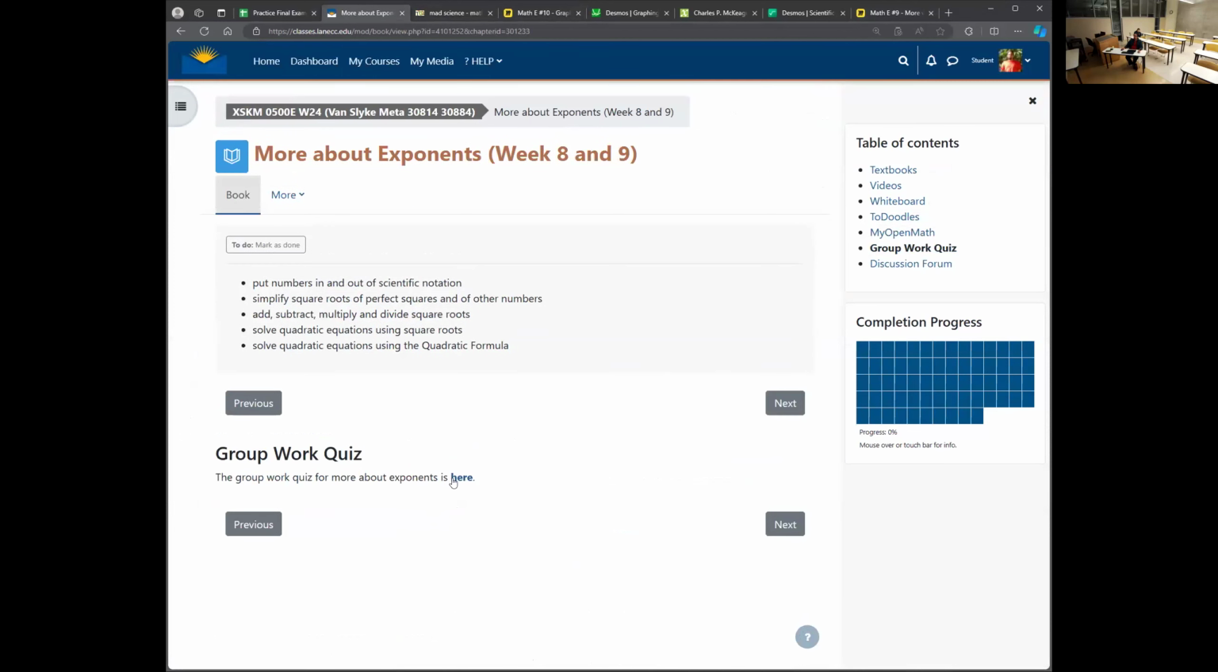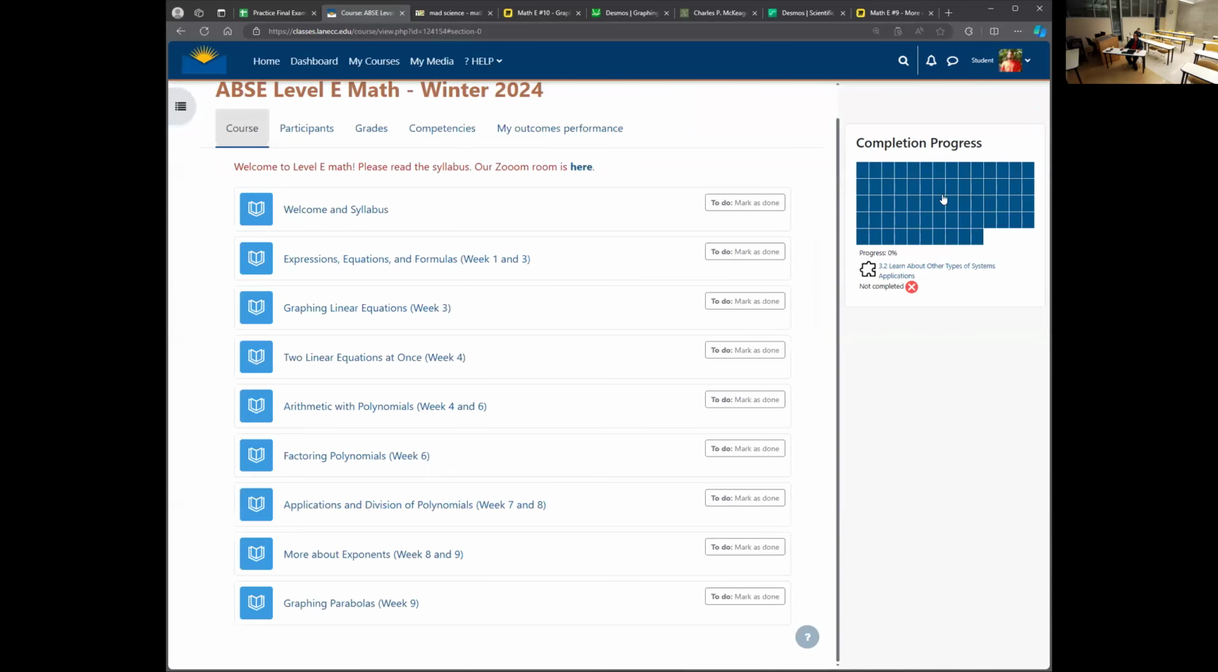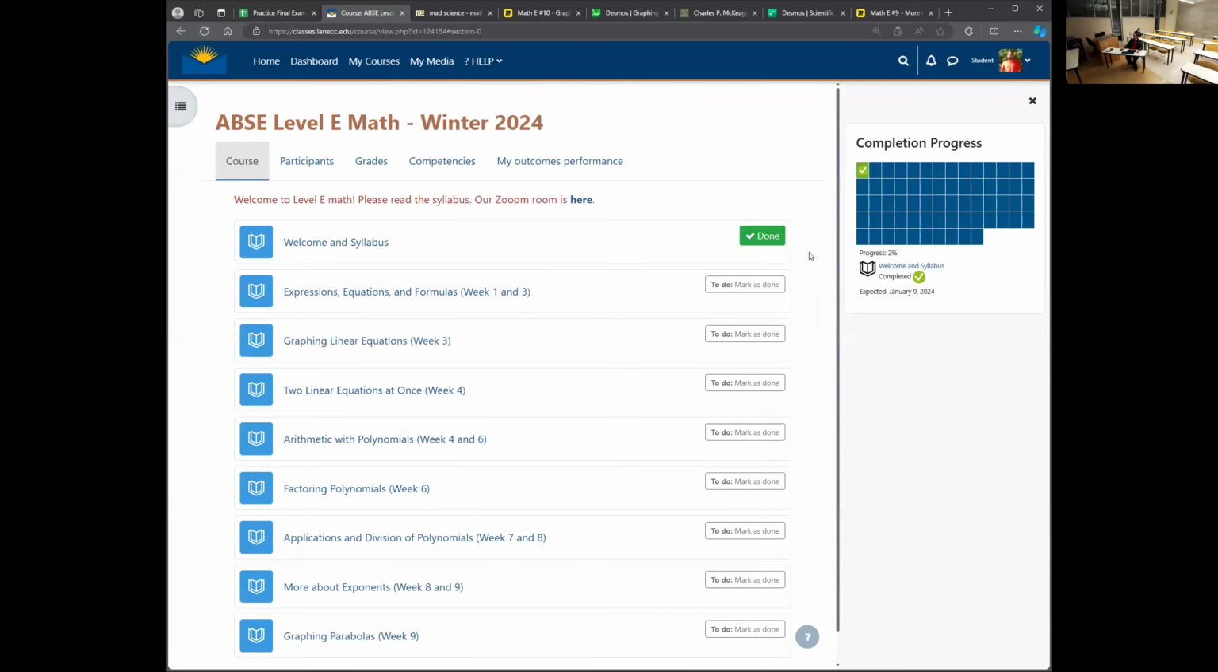In future weeks, we'll do our group work quiz, which gives us more problems to work on together. In future weeks, we can have the discussion forum and talk about preparing for a math test, but we'll save those parts. You are welcome to do them early though, if you want your progress bar to get more green. Click that, and when I reload, I have some green, yay.